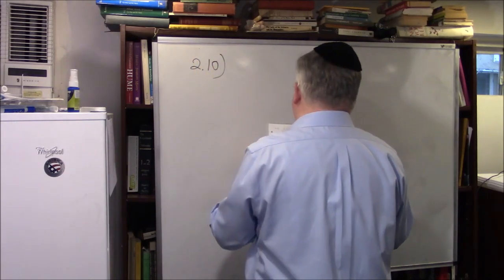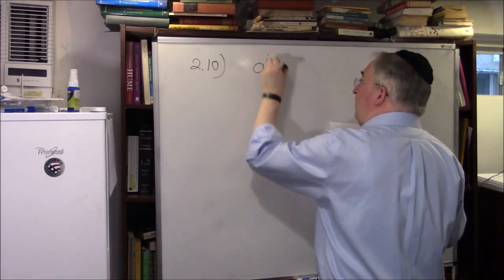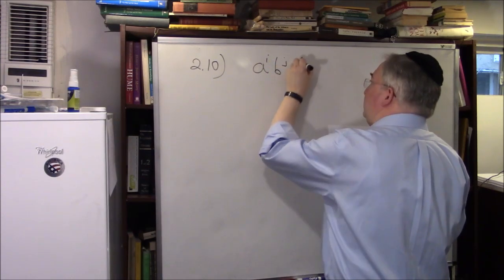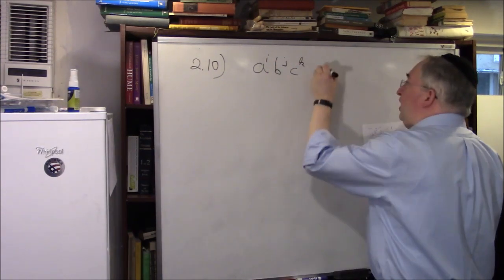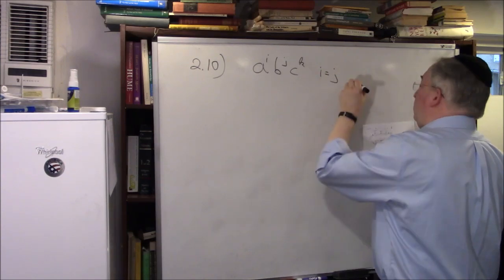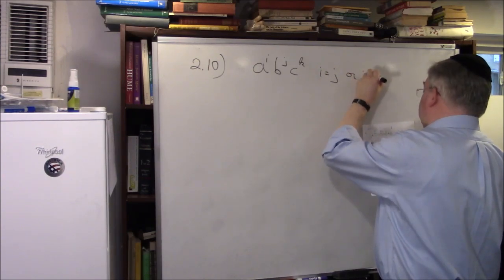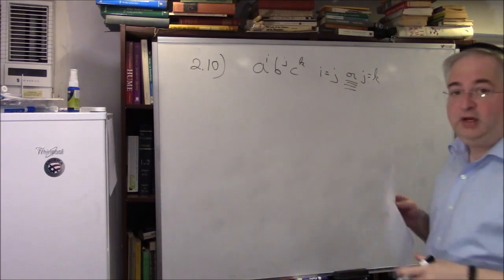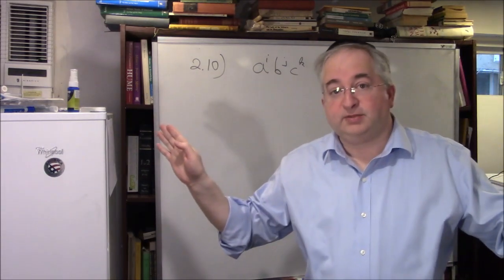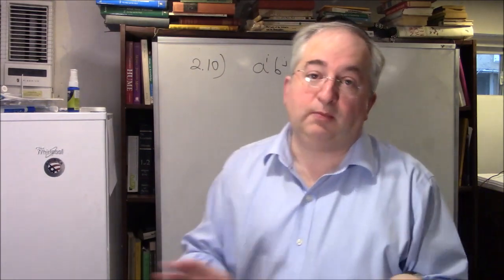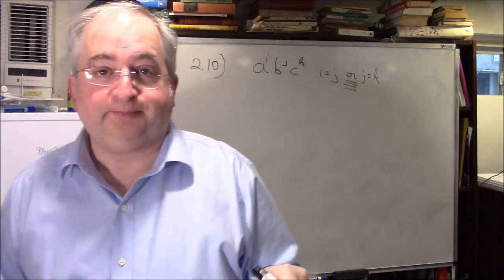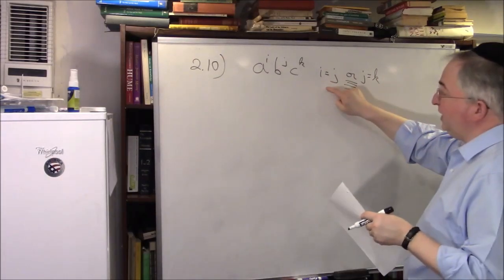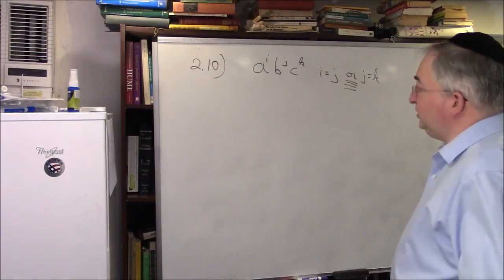2.10, which basically says a to the i, b to the j, c to the k, where i equals j or j equals k. Keyword, or. What does or mean? Branch out into two possibilities. That's what you want to do. You want to branch out into two possibilities. Okay? So one possibility is i is equal to j, one possibility is j is equal to k.